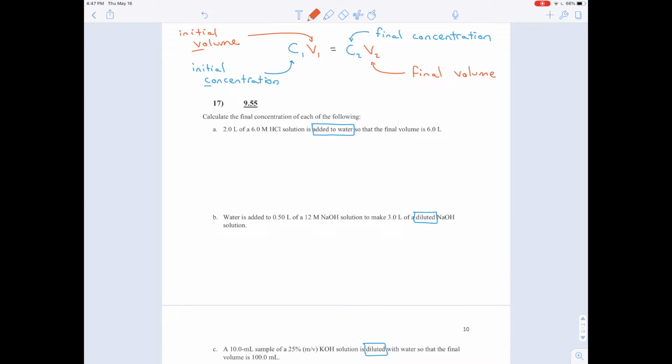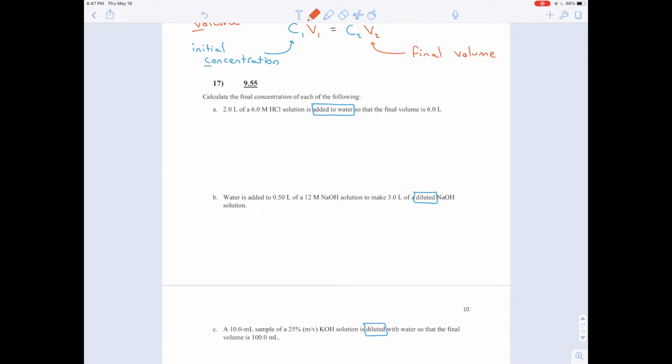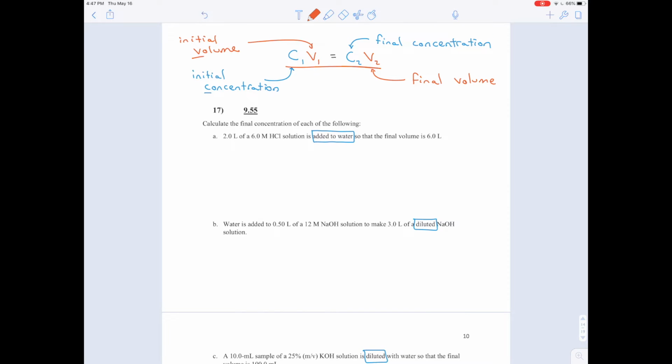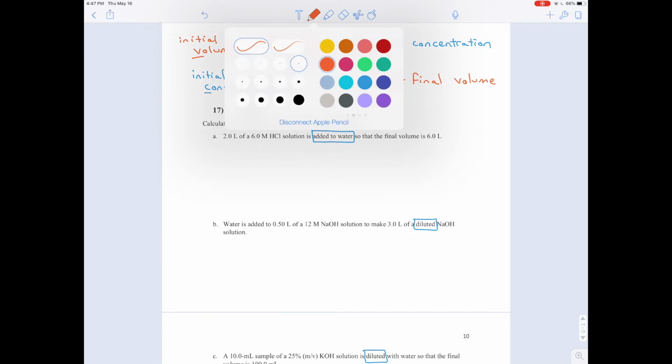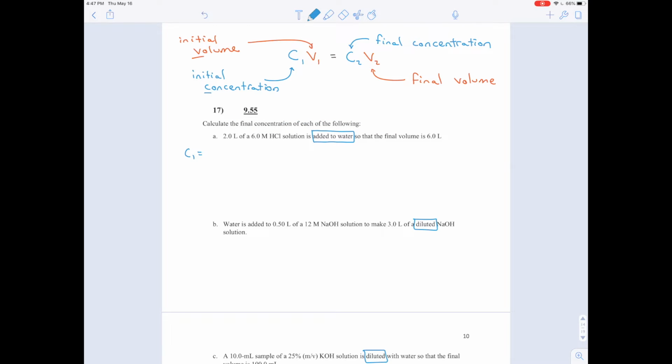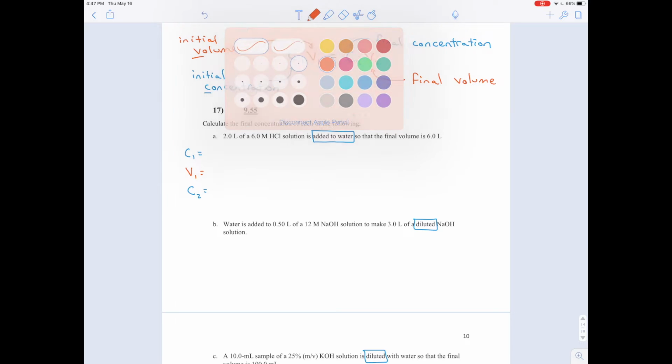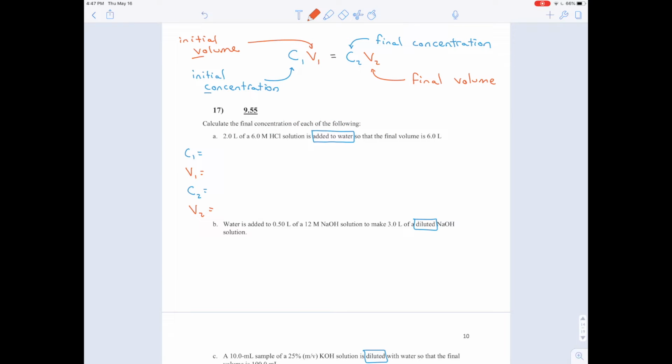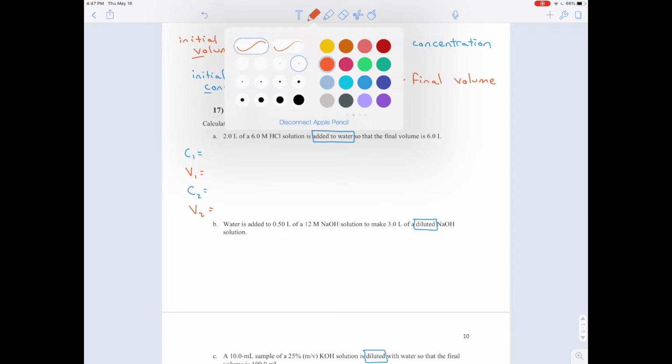Okay, so here's the strategy with this type of problem. Look for the key words, added to water or diluted. Once you see those key words, write down this formula. Only then are you ready to go through the problem. One other thing you'd like to do is to write each of those terms separately so that as you read through the problem, you can organize the numbers you come across. So C1, V1, C2, and V2. Okay, now we're ready to read through the problem. Every time we come across a number, we'll try to organize it based on this scheme.